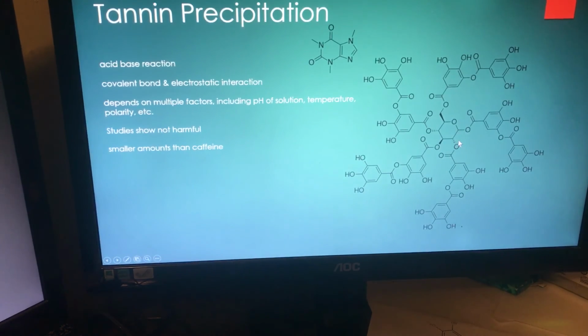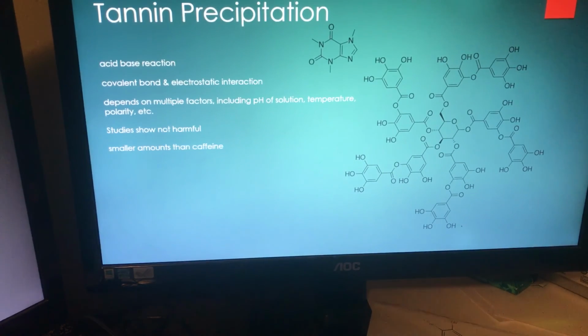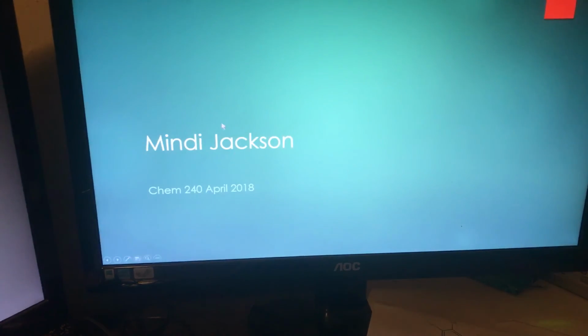And decaffeination is actually usually done with other chemicals such as dichloromethane. That concludes this presentation of some basic concepts we studied in the Chem 240 class and regarding caffeine specifically.